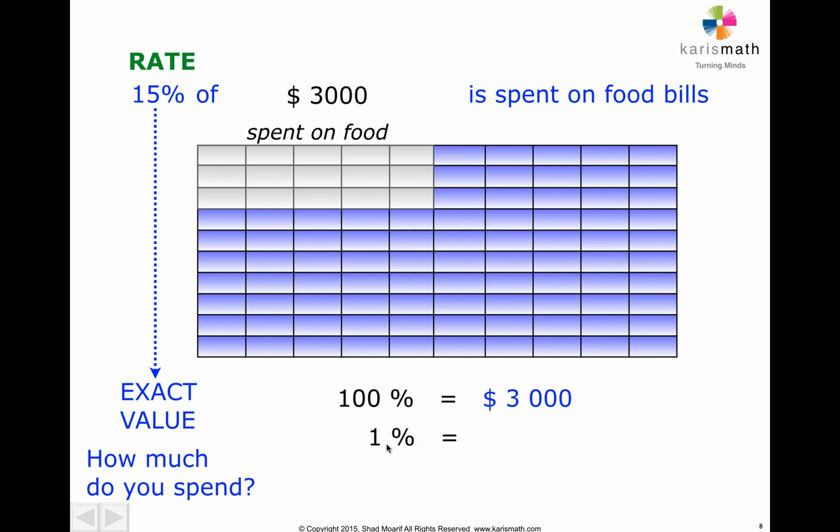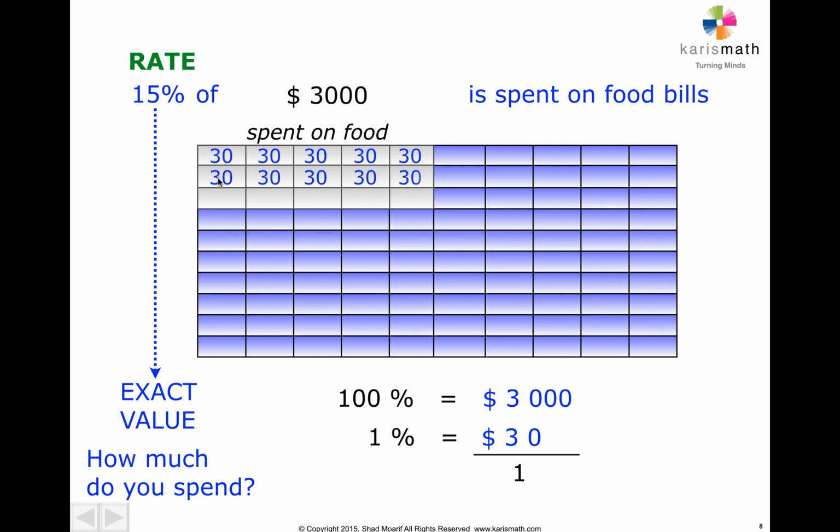Now, if one of those parts, 1%, would be how much? If 100% is 3,000, then 1% would obviously be 3,000 divided by 100. All the 100 parts, and you'll get $30. That means each one of these parts is $30.